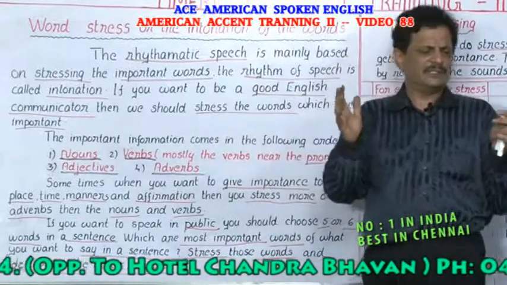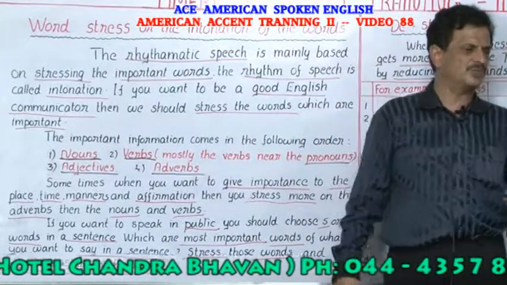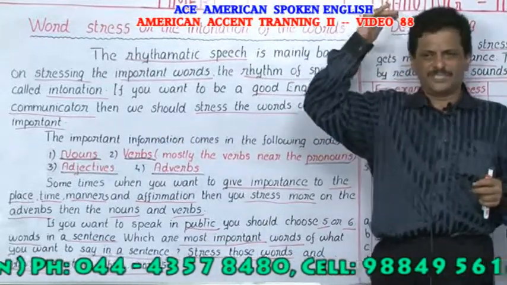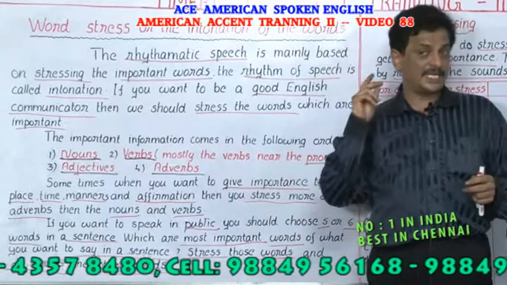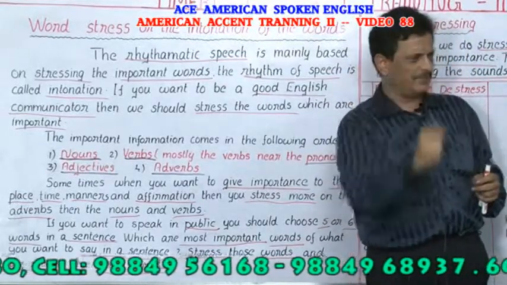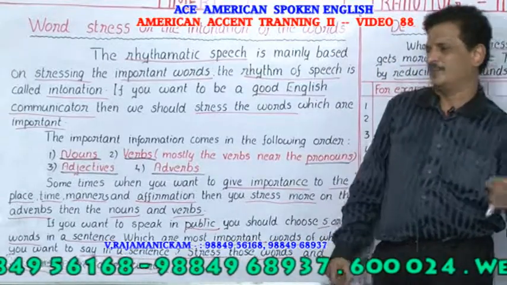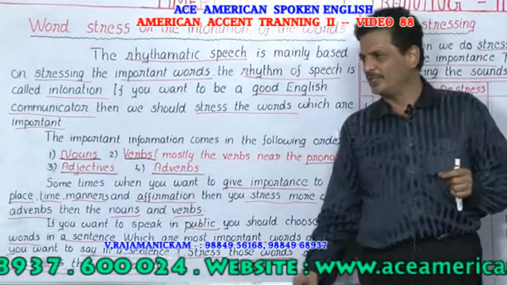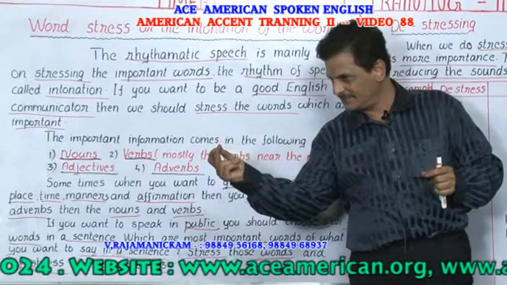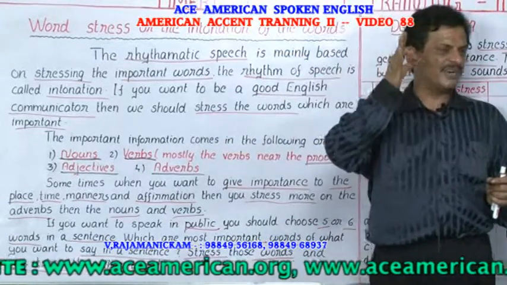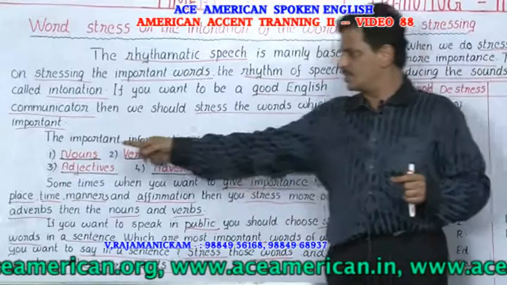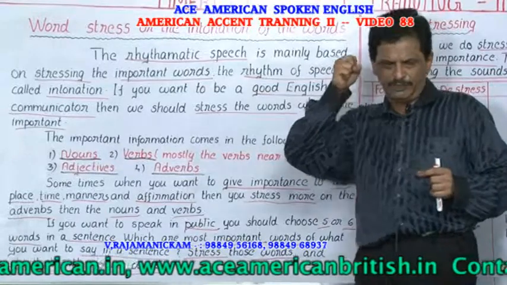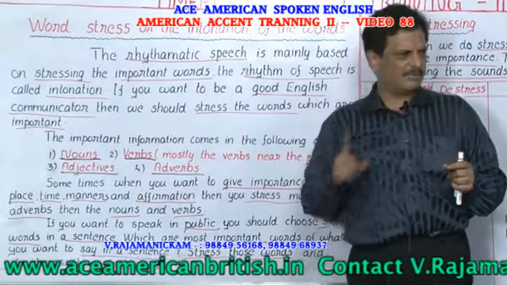So in a sentence, what are the words you stress? The important information comes in the following order. Which are the words to be stressed, and which are the words you should give importance? See, father, please give me money, I want to go for a tour, right? Money is a noun or a verb? Noun. I want to go for a tour. Tour is a noun or verb? Noun. So nouns are given more importance, more stress. The important information you want to give to the listener is, number 1, noun.